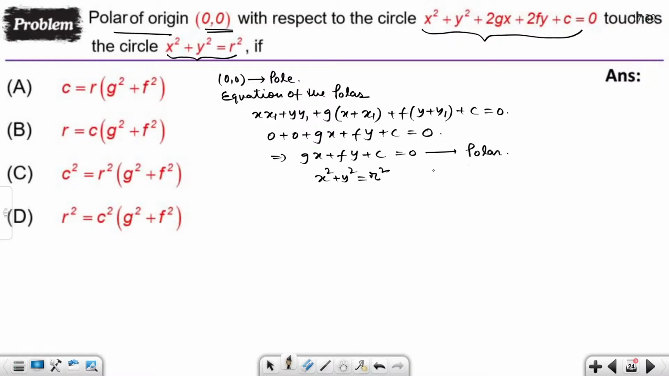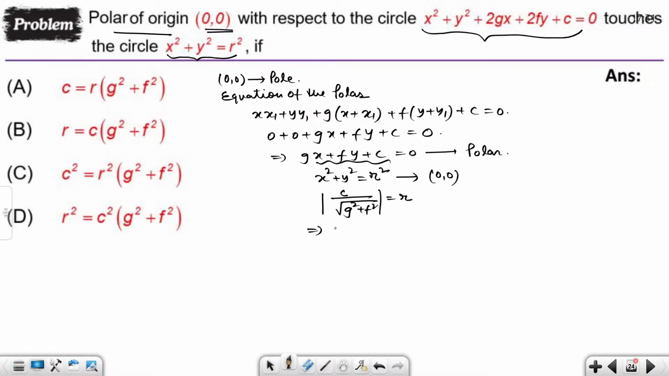That is, what we will do from its center. The center is 0, 0. From the center, I will drop a perpendicular on the polar, and that perpendicular length will be nothing but its radius. The old concept I am using here. So what will be the perpendicular distance drawn from the origin on this polar? It will be mod of c divided by root over g square plus f square, right? And which is nothing but the radius of this circle, r.